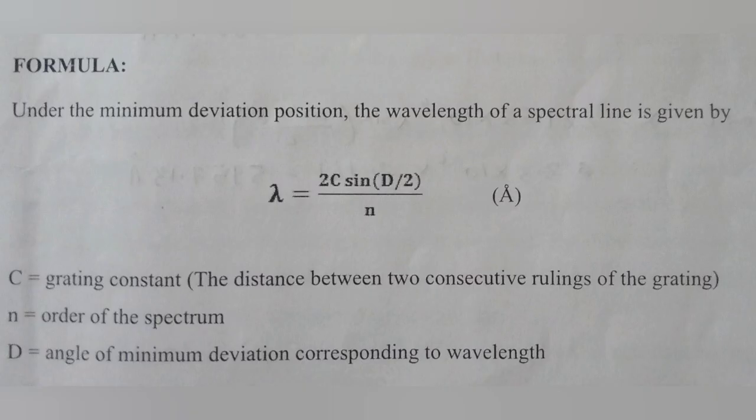So the formula that we're using in this experiment is lambda is equal to 2c sine(D/2) divided by n. So here c is the grating constant, which means the distance between two consecutive lines on the grating. And you have n, which is the order of the spectrum, which will be 1 for this experiment. And you also have capital D in this formula, which is the angle of minimum deviation. This we will be calculating in the experiment.